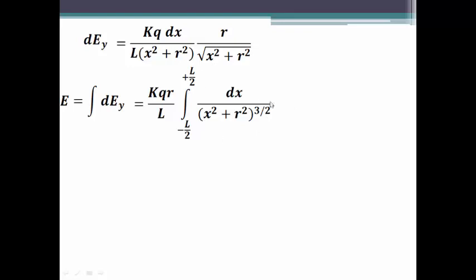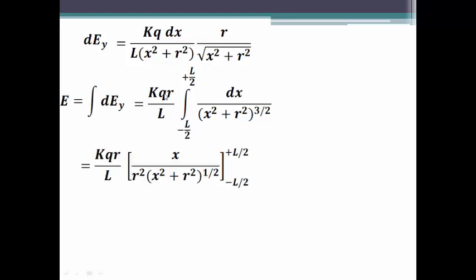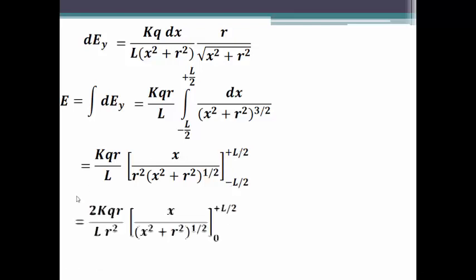Now, this mathematical part of integration, I am leaving it up to your mathematics teacher. You can go ask them for the steps of this simplification. Here we will substitute its value directly. So, kqr by L as it is, the integration of this entire term is x upon r square into bracket x square plus r square raised to 1 by 2, having limits minus L by 2 to plus L by 2. Now, for simplicity, instead of applying limits minus L by 2 to plus L by 2, we can simply apply twice from 0 to L by 2.